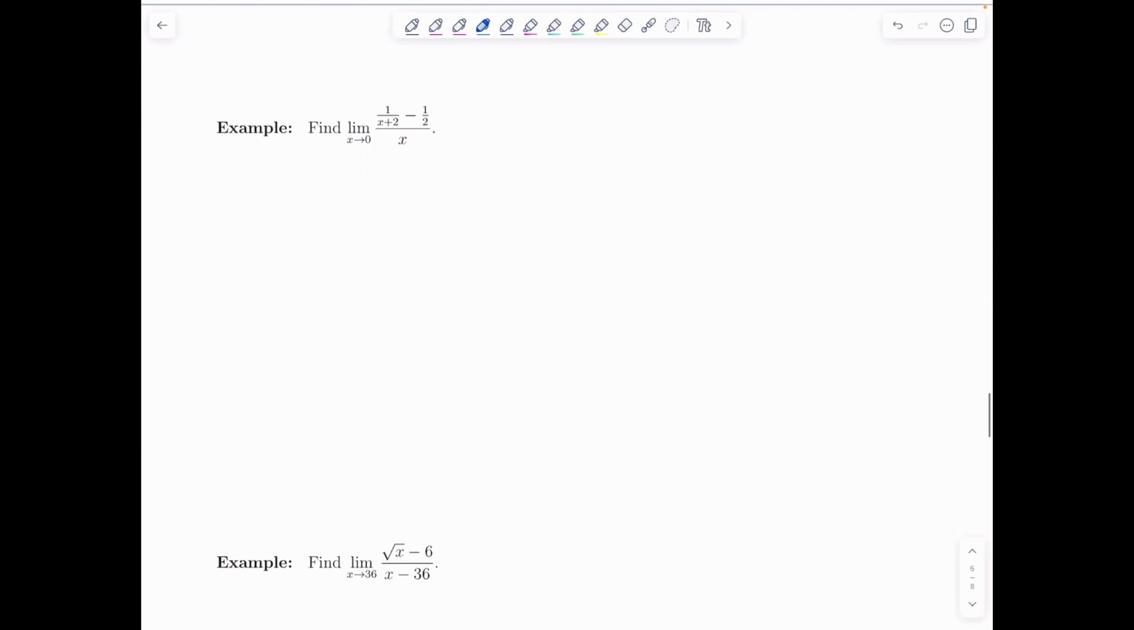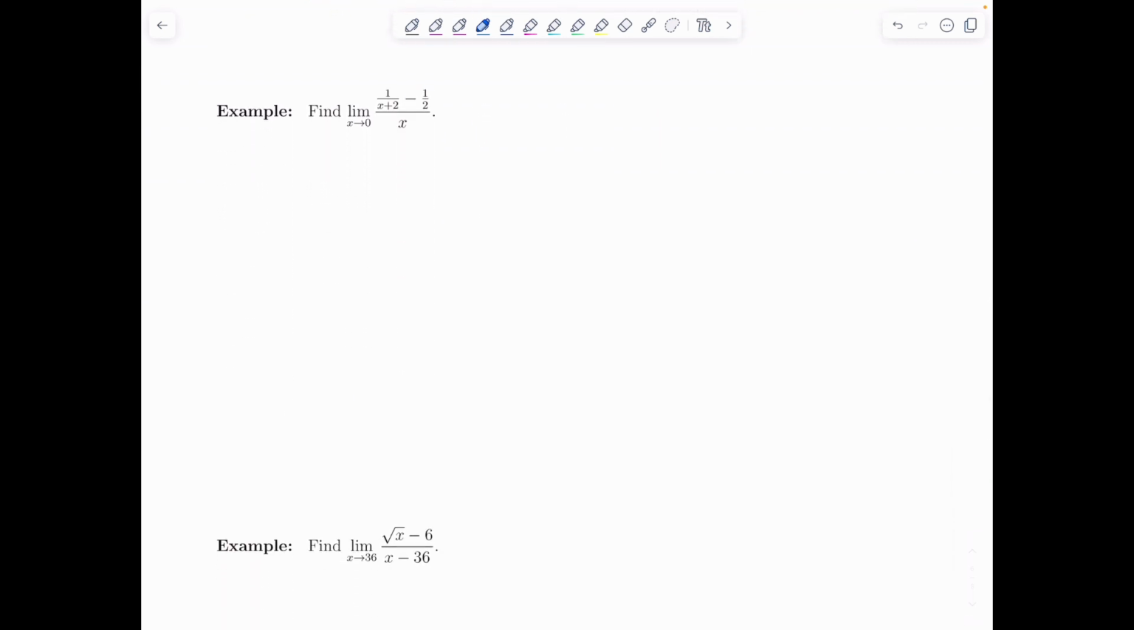Find the limit as x approaches 0 of 1 over x plus 2 minus 1/2, all over x. So if we just try to substitute in 0 for x, I'd get 1 over 0 plus 2, so 1/2 minus 1/2 over 0. Uh-oh, this is 0 over 0. No good. So what to do?